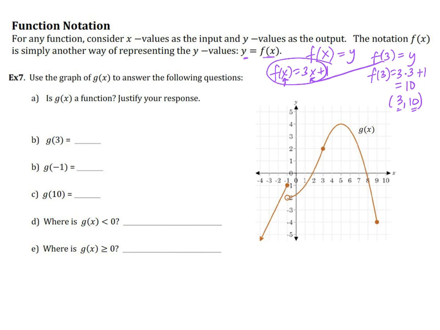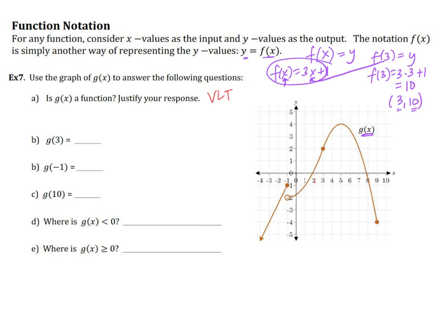So now we're going to do this graphically. Here you can see on the right-hand side, we have a graph of g of x. Letter A says, is g of x a function? Justify your response. So hopefully you're saying to yourself, okay, if it's a function, then it should pass the vertical line test. It doesn't say one-to-one function, it just says function. So if I were to go through here, that looks like it's not going to pass, but it does because it's open circle, closed circle. So yes, it is a function because it passes the vertical line test.